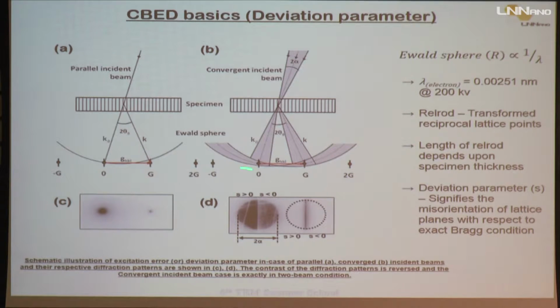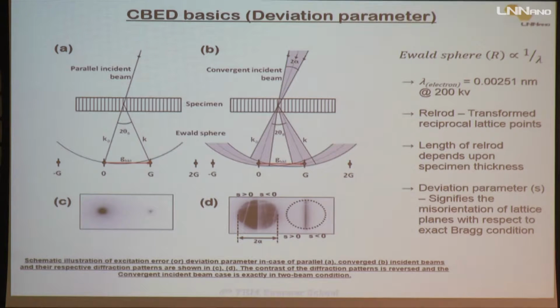And when you come to the CBED mode, the deviation parameter becomes a very important parameter, and when you're dealing with dynamical or kinematical diffraction, this parameter plays an important role. So understanding this is very important. The length of this reciprocal rod mainly depends upon the thickness, that's the extinction distance of your sample. And what this deviation parameter signifies is how much misalignment there is of a lattice plane with respect to the exact Bragg condition.